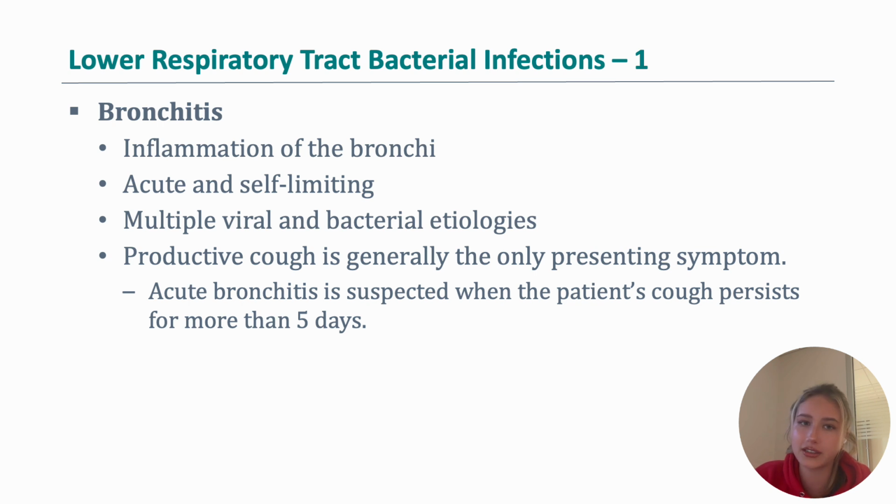Chronic bronchitis, on the other hand, is defined as lasting at least 3 months and returning at least 2 years in a row. A productive cough is generally the only presenting symptom of bronchitis, and the bacteria that cause bronchitis include Bordetella pertussis, Mycoplasma pneumoniae, and Chlamydia pneumoniae. There are also multiple viral and bacterial etiologies.